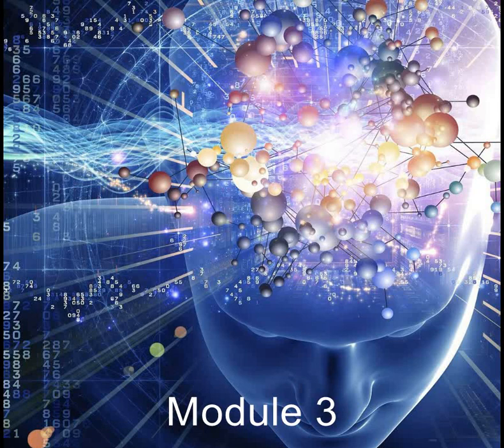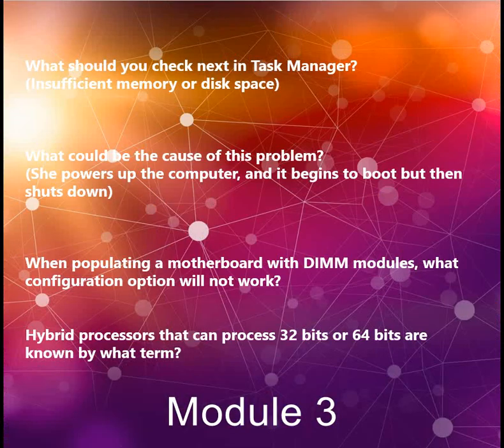We'll kick up on Module 3 for Study Guide Computer Science. So question 1, we're going to jump right into it. Yesterday you installed a new game on your computer. When you ran the computer, you noticed the application was running very slow. After you exited the game and restarted it, you received an error message saying insufficient memory or disk space. You checked your hard drive and saw that you had more than 250 gigabytes of free space. So what should you check next in the task manager?